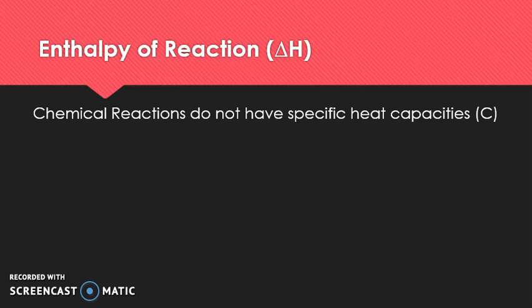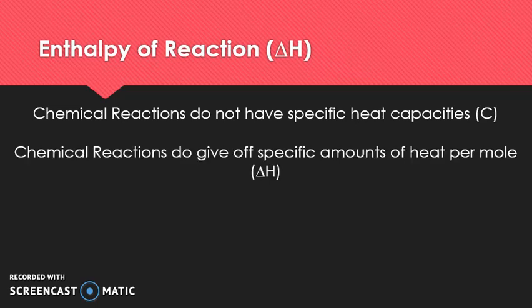So chemical reactions do not have specific heat capacities. That only belongs to single objects, not reacting. What chemical reactions do have is something called a delta H value. A delta H means that every chemical reaction is going to give off a certain amount of heat per mole of a limiting reactant. So we would need to make two measurements: an amount of heat and an amount of moles of that chemical reaction.